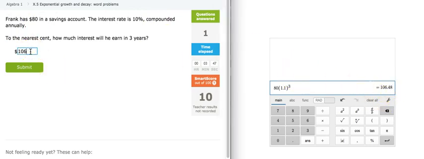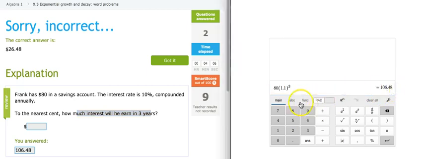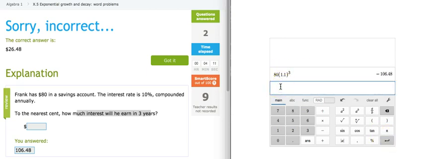$106.48. Okay, 106.48. Got him. What? Oh, I should read the question. To the nearest cent, how much interest? Not the actual account. So here's what I needed to do, friends. I needed to finish it off by going 106.48, minus the initial deposit. There we go. So tricky.